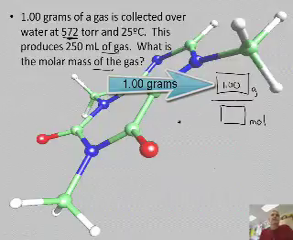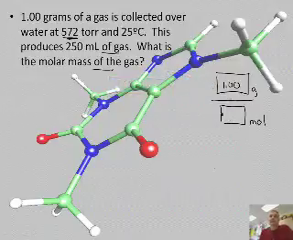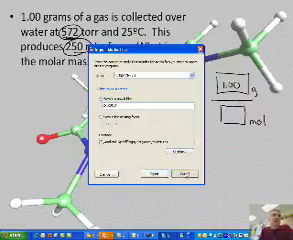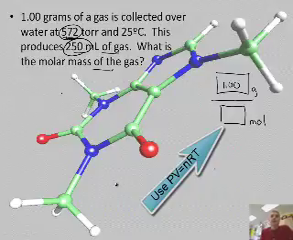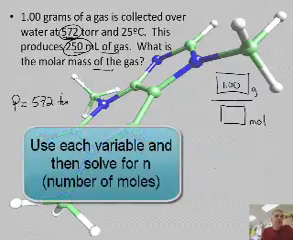Sorry, I got interrupted. So we know it's 1 gram, so then we just divide by the moles. And we've got some data here, a pressure and a volume, and we're going to use PV equals nRT. So what's our pressure? Our pressure is 572 torr.